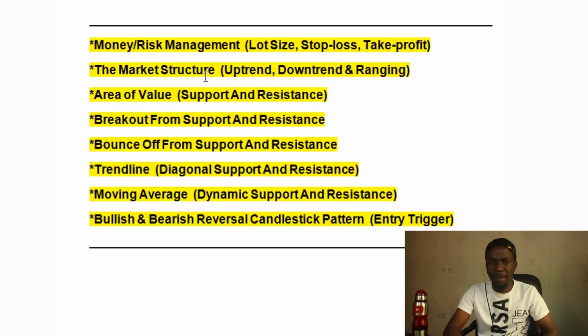So after taking into consideration your risk and money management rule, the next thing you need to look into is the market structure. We are done with the money and risk management, and we have talked about the lot size, your stop loss, and your take profit. So we are now going to look at the market structure. We look at the uptrend, downtrend, and range. So we'll now go to the price chart.